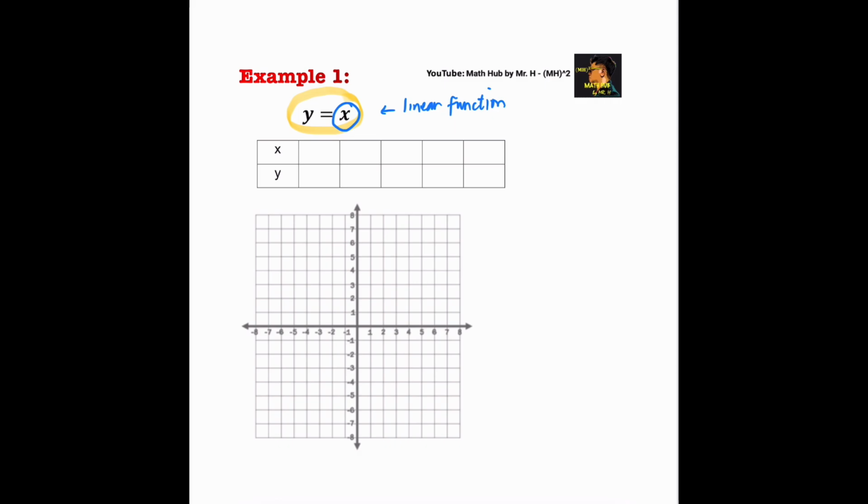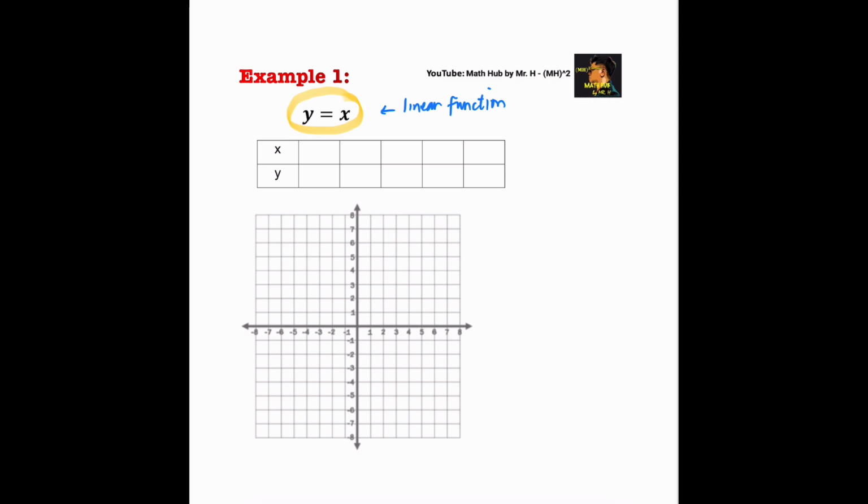All right, now I mentioned earlier about using the table of values. Using a table of values whenever you need to graph a certain function is actually the safest way, especially if you don't have any background or any idea how the graph looks like. So using a table of values will be your go-to method.